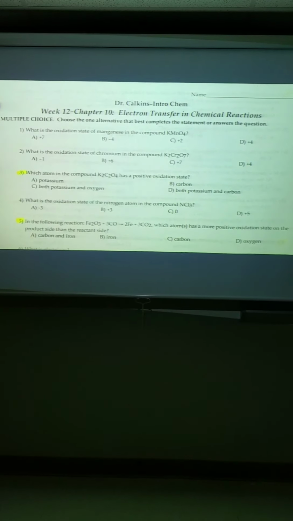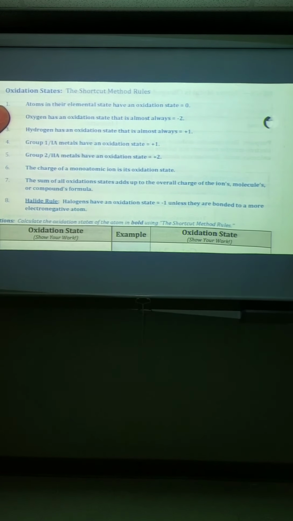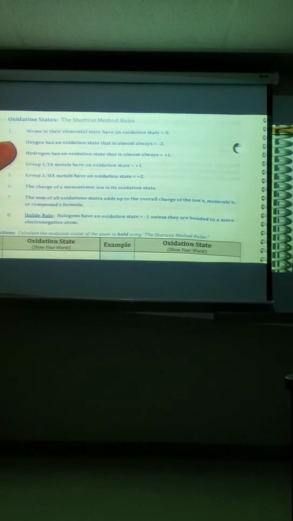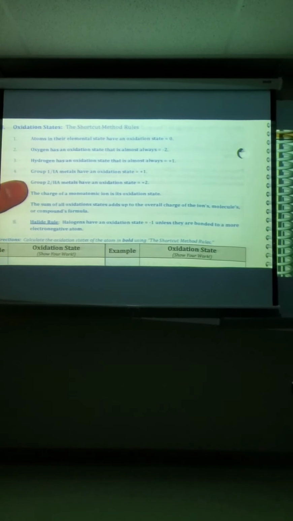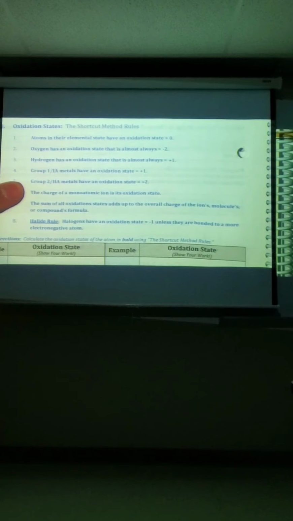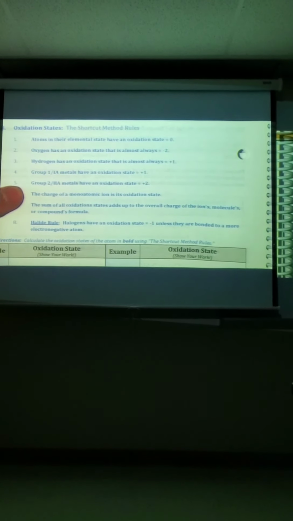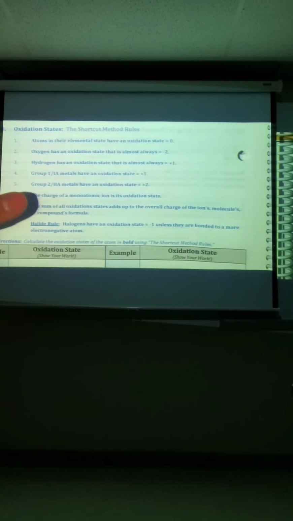So if we remember the rules from page 124 in our lab, atoms are 0 in their elemental state. That's something that we've seen from the beginning of the semester. Oxygen's a -2, hydrogen's a +1. If you're in group 1, you're +1. If you're in group 2, you're +2. None of those are anything new since week 2 of our semester. Now in week 12, 10 weeks later, still the same. The charge of any ion by itself is the oxidation state. So in that case, charge and oxidation state are exactly the same.